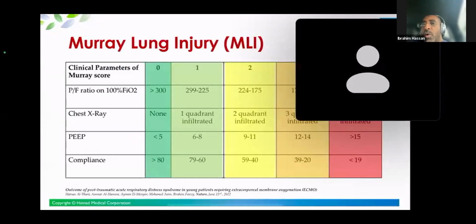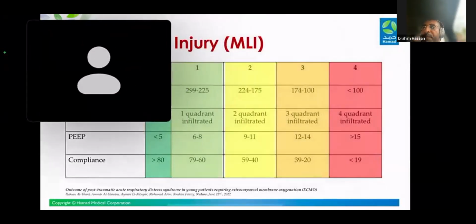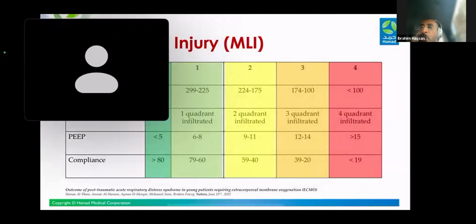The Murray lung injury score goes up to 4. It has four variables, each one can be up to 4, and then you need to divide the whole number by 4. So the PF ratio, you can see the categories: chest X-ray quadrant infiltrates, the use of PEEP, and the compliance. Let's say your PF ratio is less than 100, you have a 4-quadrant infiltrate, your PEEP is 15 or more, and your compliance is less than 20, you score 4. That's the highest Murray lung injury score. If you have any other combination, you can score anything from 0.25 all the way to 4.